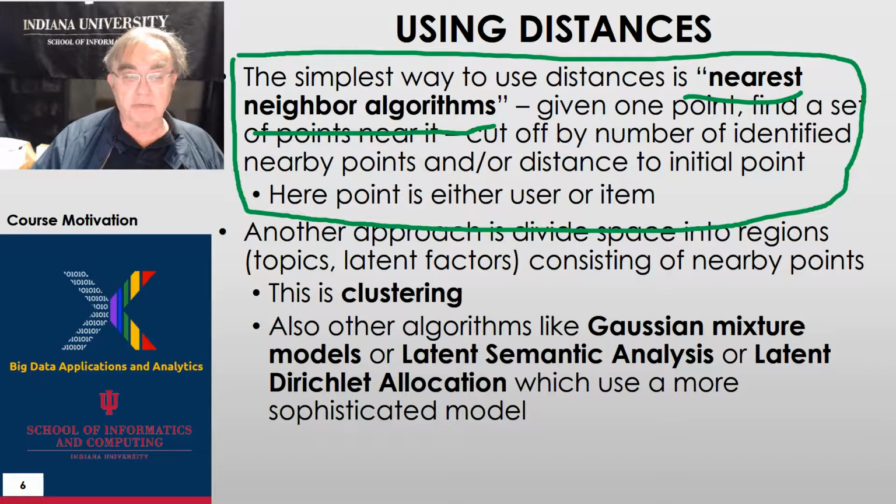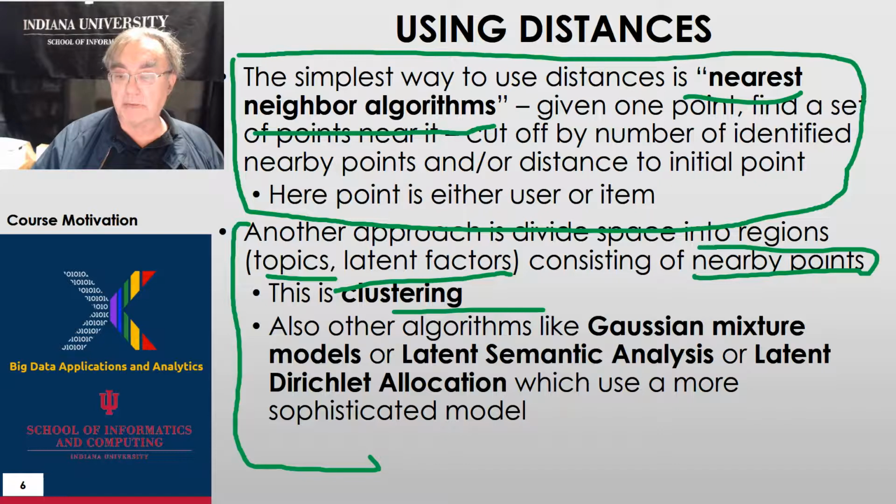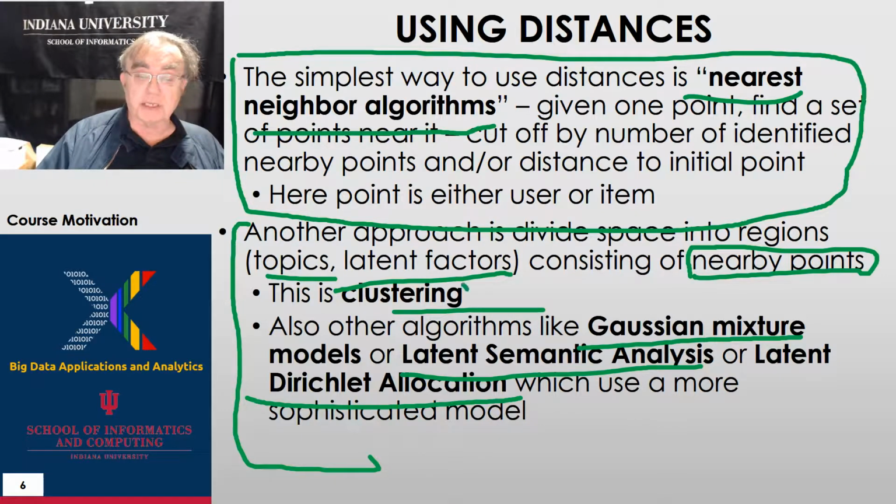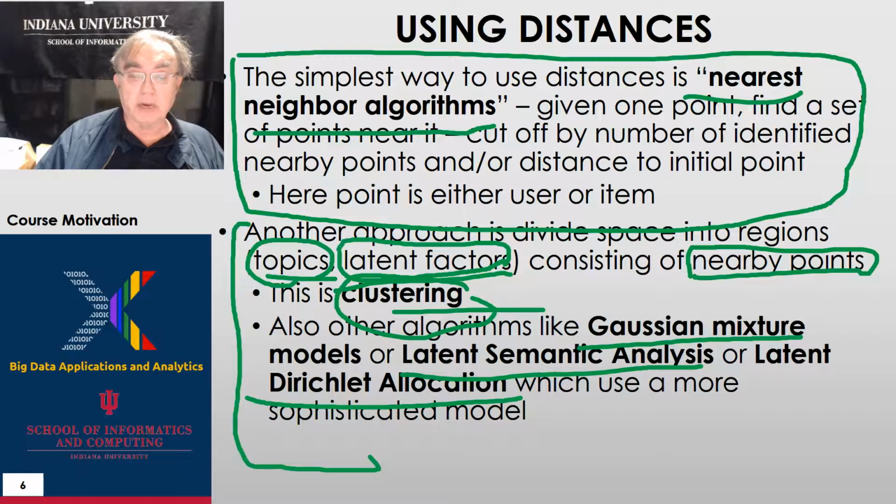And the other approach is to divide the space into regions. That's called latent factors, or topics in the case of information retrieval. And that's clustering, and those regions consist of points that are near each other. There are other related algorithms, Gaussian mixture models, latent semantic analysis, latent Dirichlet allocation, which use very sophisticated models, more sophisticated than clustering, to determine topics or latent factors, which are effectively ways of representing spaces and dividing them into regions where the points in the regions are near each other.